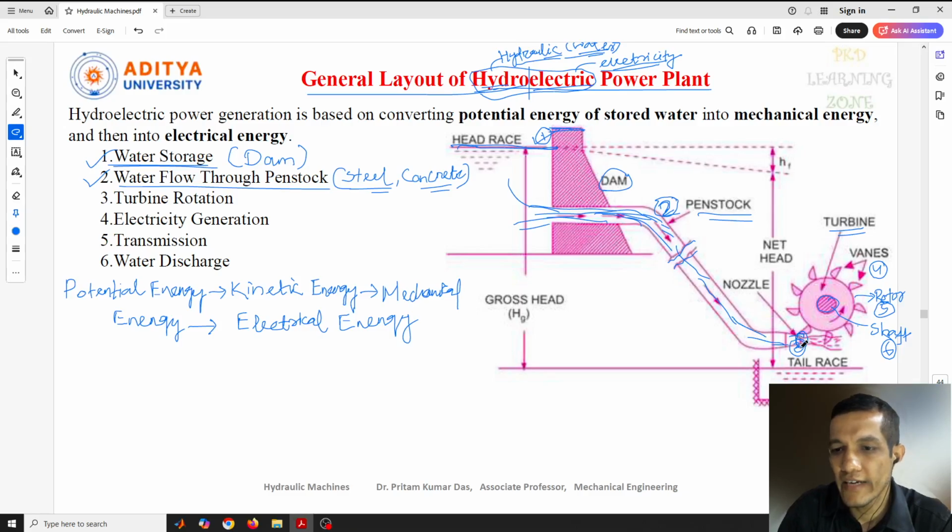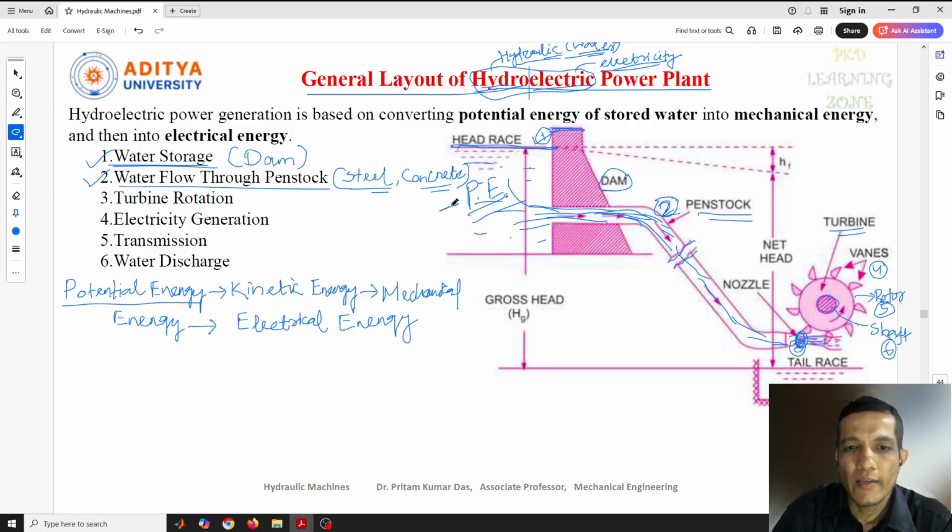So the nozzle is fitted here at this point. The nozzle is the third component, fitted here to increase the velocity of the fluid. Now here at this point the water is stored, as I told you. So at this point the water has potential energy. We can write here, this is about potential energy.